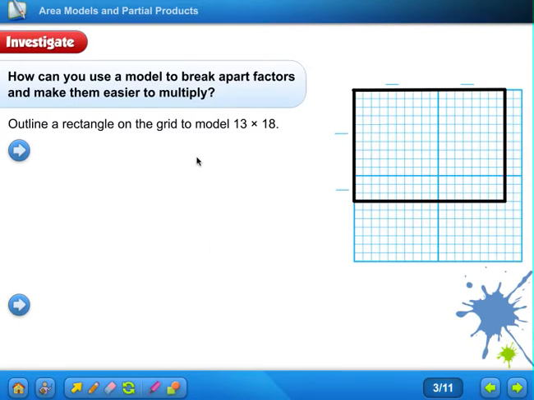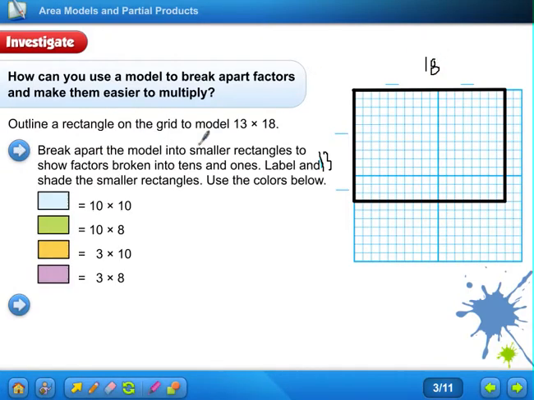Hi everyone. We're going to learn today how to multiply a two-digit number by a two-digit number using partial products. So the first problem we're going to multiply is 13 times 18. And I've already created my box, 13 down by 18 across.